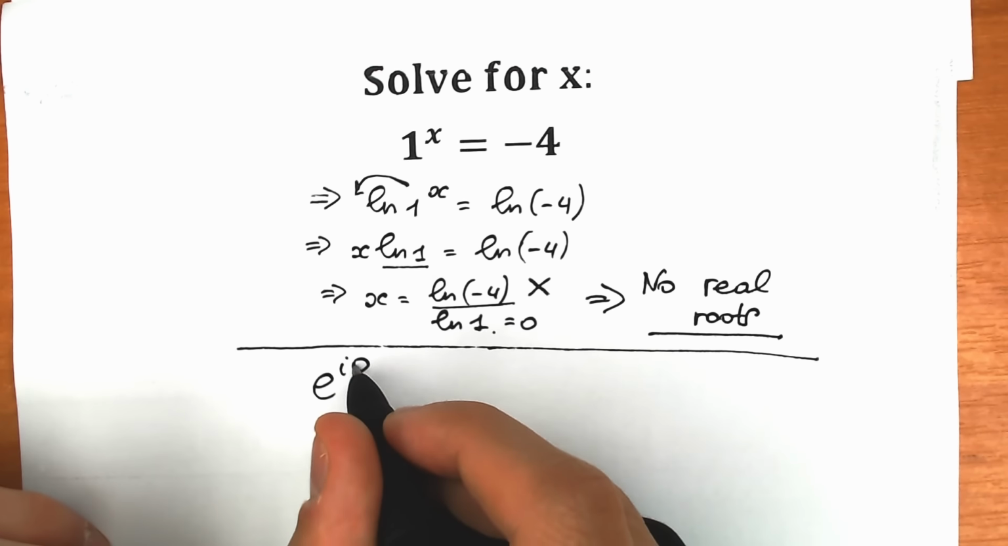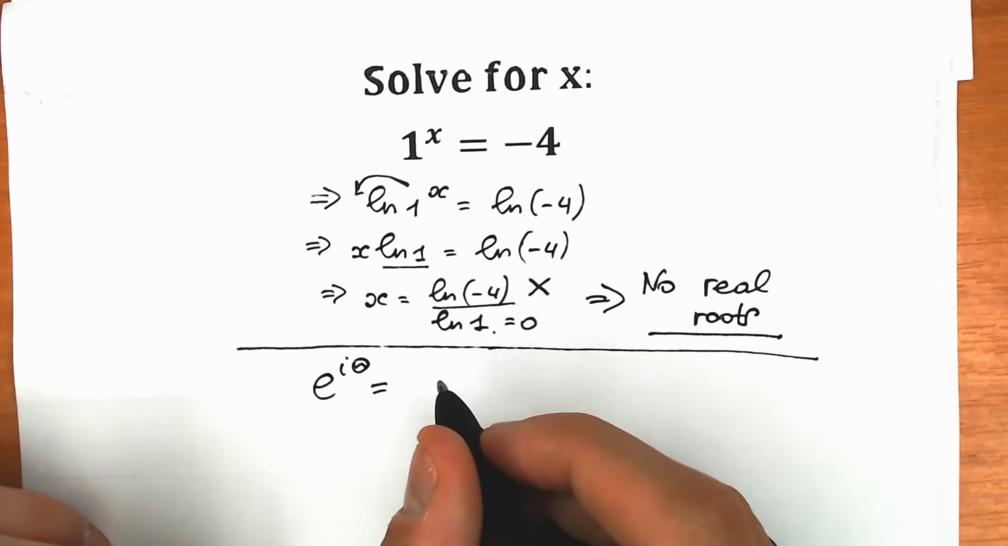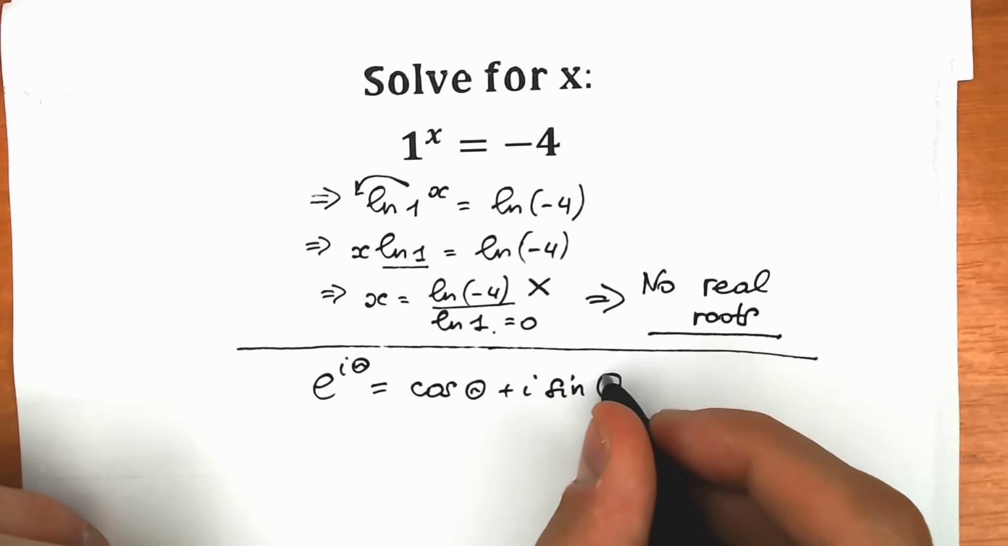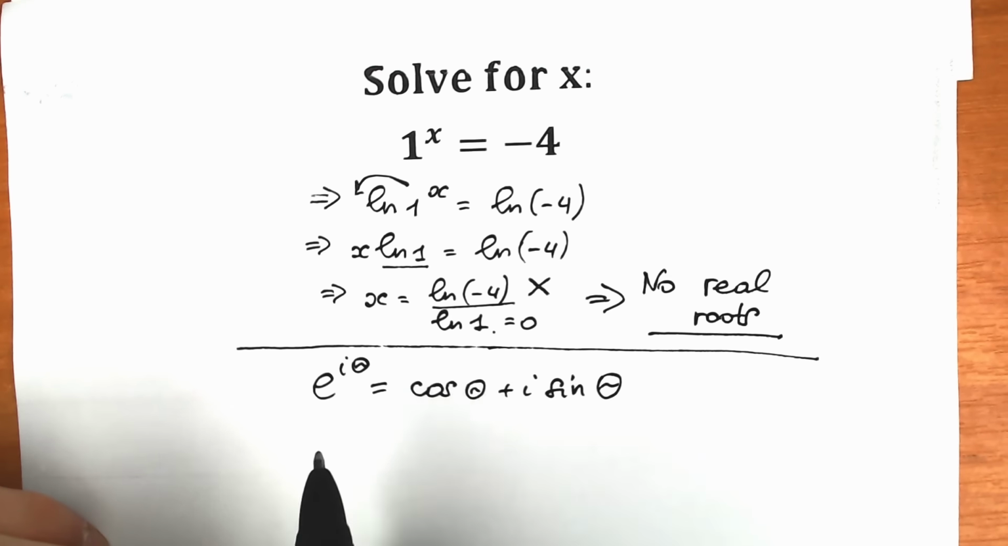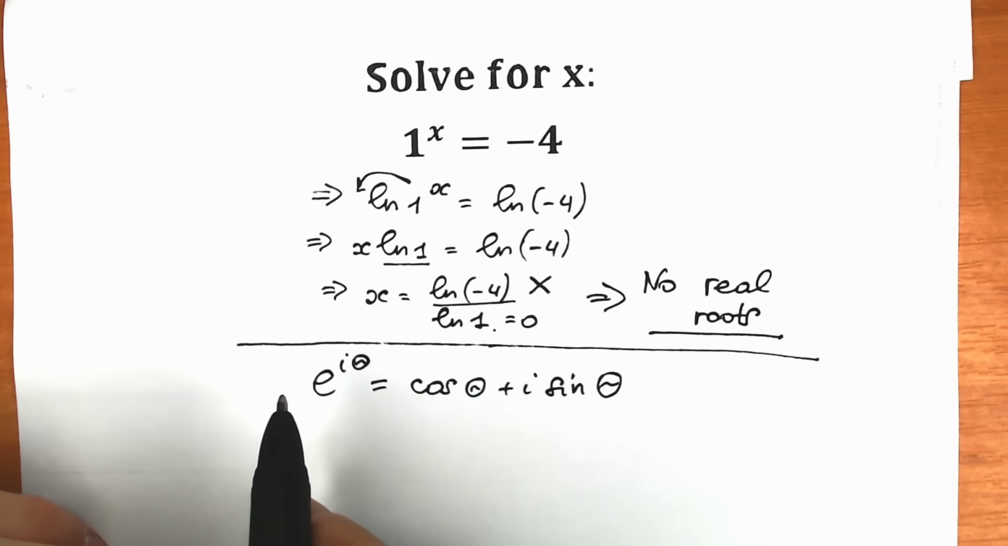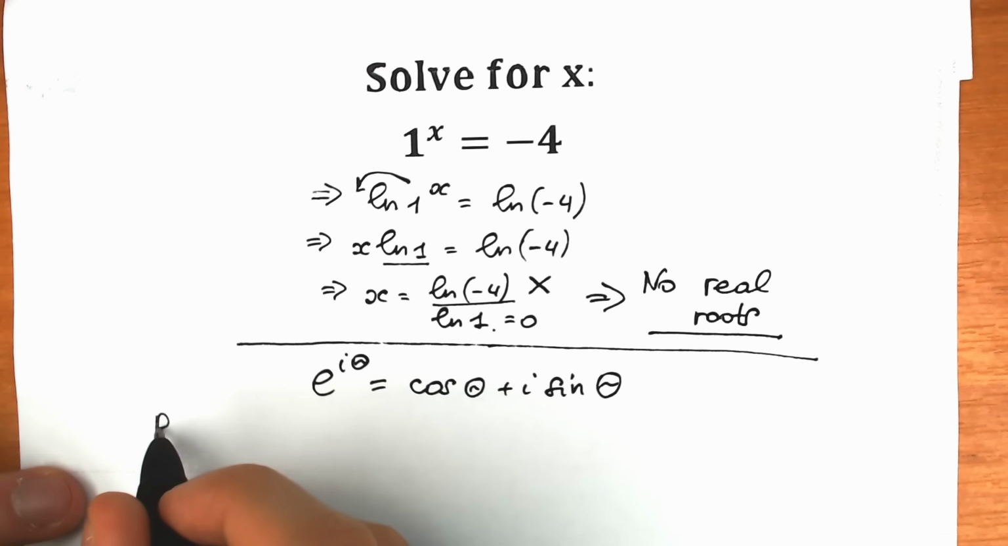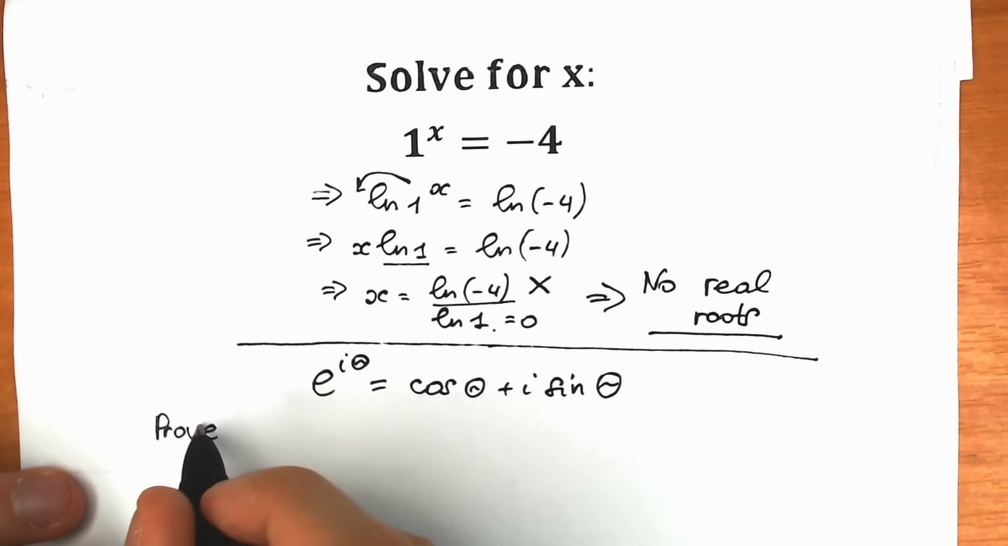This identity looks like that: e to the power i times theta equals cosine theta plus i times sine theta. And I want to use this identity in a further solution. But first of all, let's check this identity. Let's prove this identity real quick. Maybe someone doesn't know how this identity works.